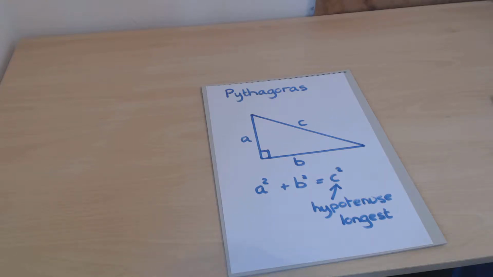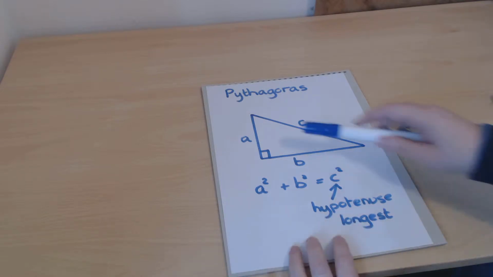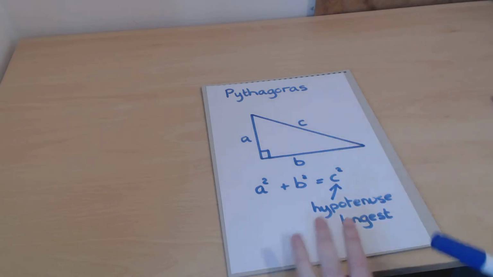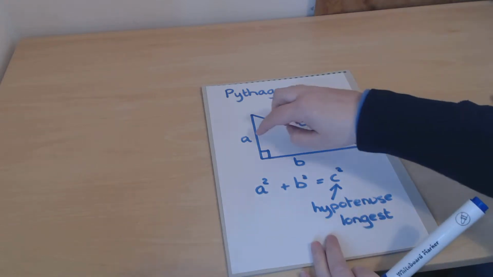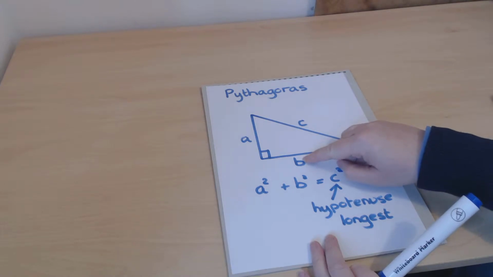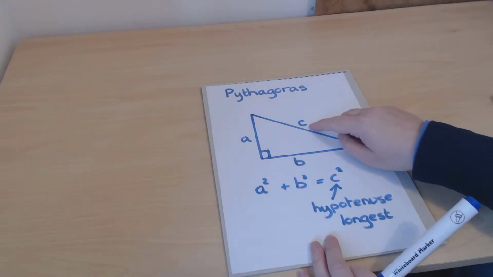So we're going to take a look at Pythagoras Theorem. The first thing to understand about Pythagoras Theorem is that it only applies to right-angle triangles. And typically we label up the sides of the triangle in this way. But it doesn't really matter whether A's there and B's there. The important one is C.